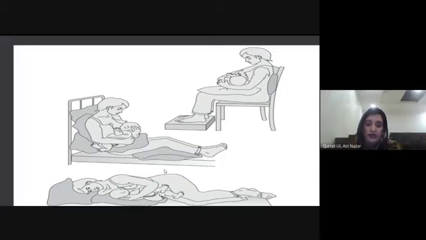And here you can see the lying position, where the mother is comfortably placed under the pillows. She comfortably flexes her knees and brings the baby closer towards her breast. And this is how the baby easily feeds from the mother.